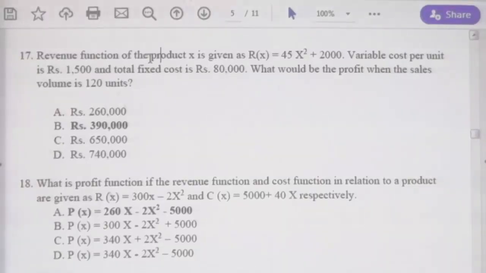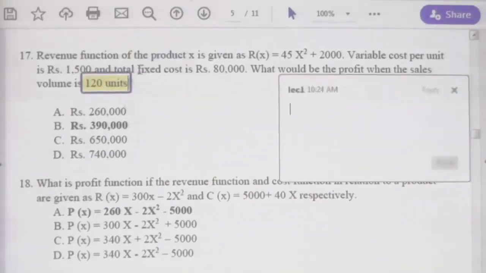The revenue function of product X is given. This is the revenue function. The variable cost per unit is 1500 and the total fixed cost is 80,000. What would be the profit when the sales volume is 120,000? Let us take this now.